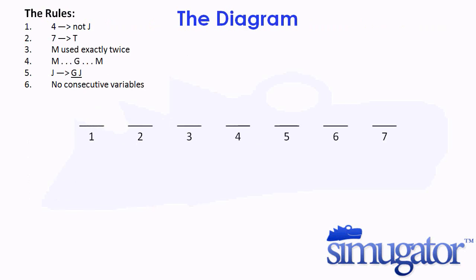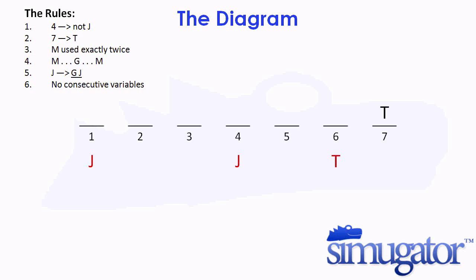So we're going to start our diagram by simply making 7 slots. We will plug in the T variable into slot 7 because we know it must go there. Now underneath the diagram we have variables. These are called negative deductions, where things can't go.